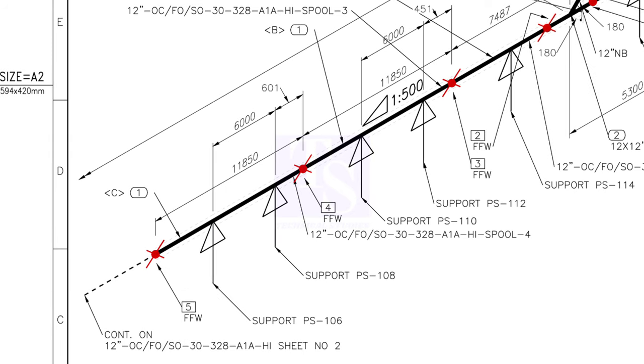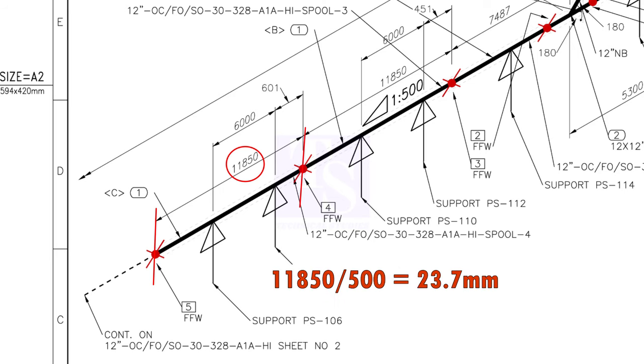Let us check the slope of the first segment of the spool. The length of this segment is 11,850 mm. Divide 11,850 by 500, the answer is 23.7. So, the slope for this particular pipe is 23.7 mm.